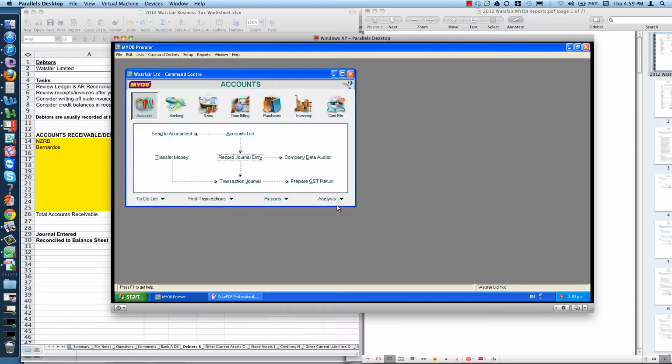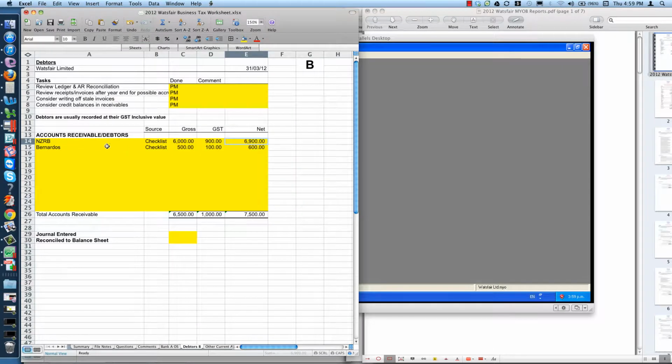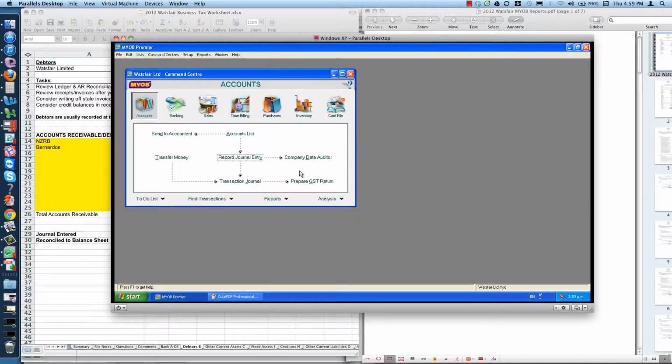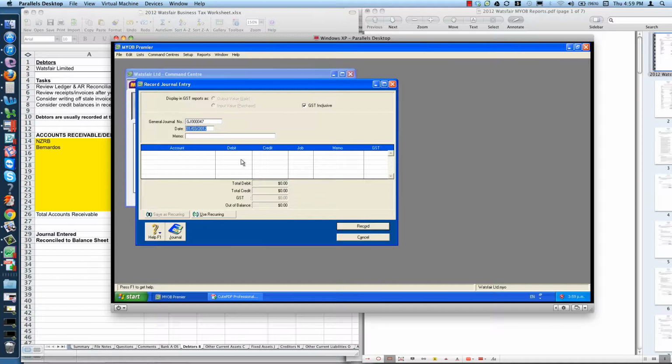Here's the client's MYOB ledger. And so there's two ways we could do it. We could post them as sales and do it that way through sales, or we could simply do a journal entry. And because MYOB lets us put a journal entry straight to accounts receivable, I'm going to do it this way because I'm lazy. Okay, so we're going to record accounts receivable.